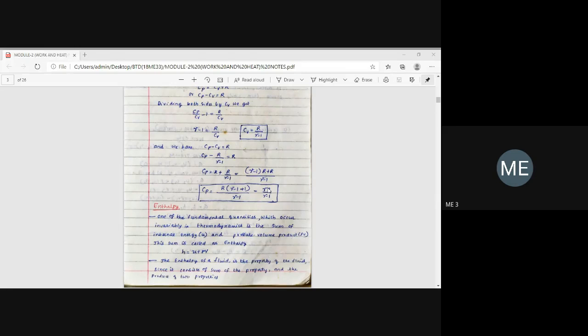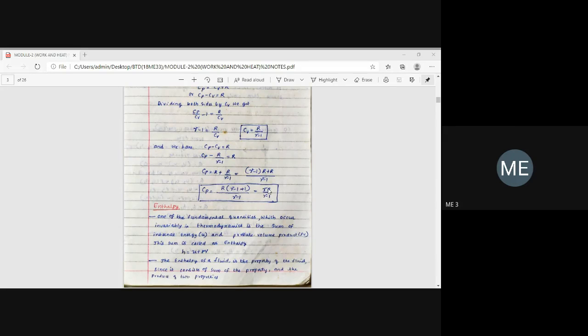Remember these two other important equations. One is Cv equals R divided by gamma minus 1. Multiplying by gamma gives the expression for Cp. These are the two basic equations you should remember while deriving the expression for heat transfer in the case of a polytropic process. Understanding these two equations is most important: Cv equals R divided by gamma minus 1, and Cp equals gamma R divided by gamma minus 1.